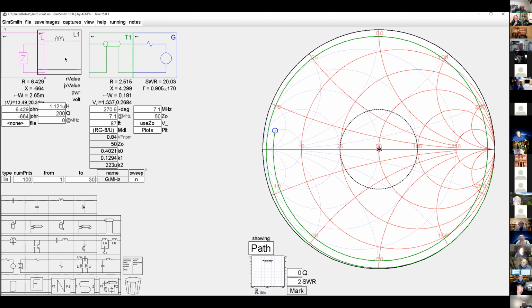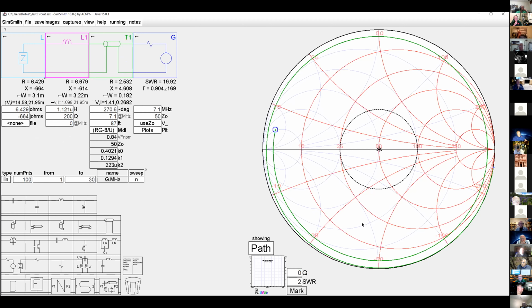I want to put in the series inductor because this is highly reactive, right? This capacitor, this line, this is minus 665 ohms. So I want to get rid of some of that inductance.